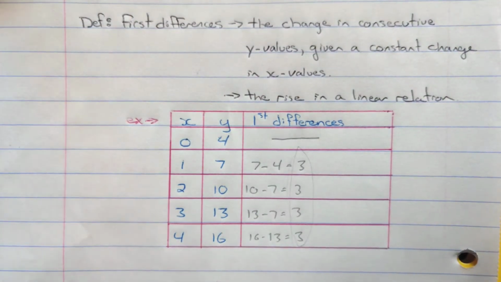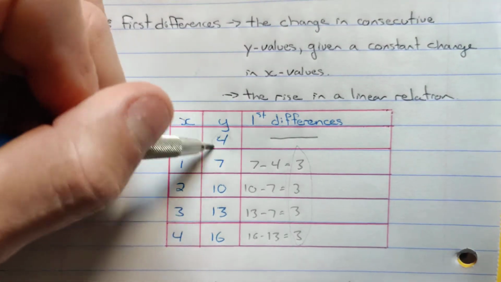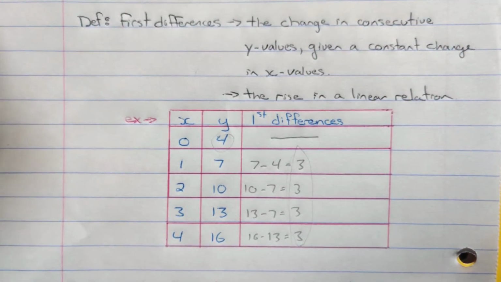They're all 3. It's constant. The rate of change is 3. That's our linear relationship. And in this case, this would be a partial variation because the initial value is 4.